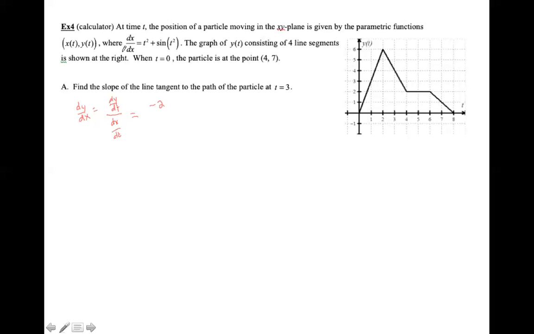We're going to have to calculate dx dt, but we're doing it for t equals 3. So dx dt for t equals 3. Oh, that should say dt, that's a typo. I have to fix that. At t equals 3, I'm going to plug 3 into there, and I'm going to get 3 squared is 9 plus the sine of 9. All right, so our slope is -2 over 9 plus sine 9.